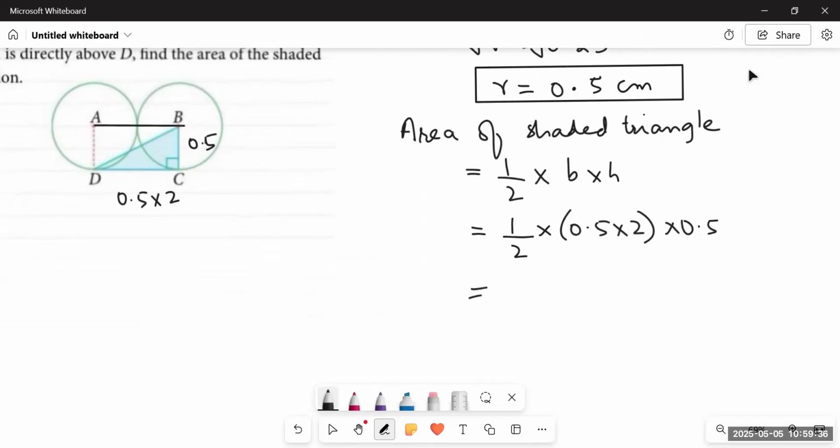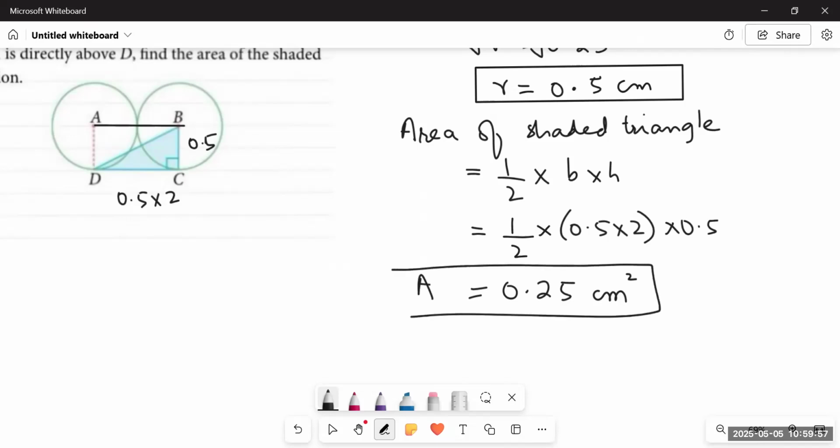So we will multiply 0.5 with 2, we will get 1. And then when we multiply 1 with 0.5, we will get again 0.5. And so 0.5 divided by 2 equals 0.25. So 0.25 centimeters squared would be your answer. That's all. So basically you have to do these types of questions technically, using all the concepts that you have learned so far.